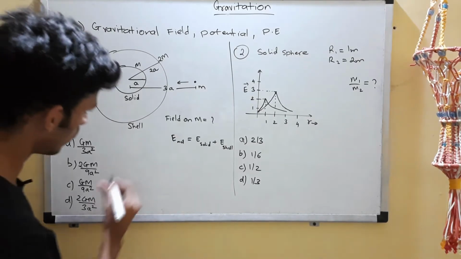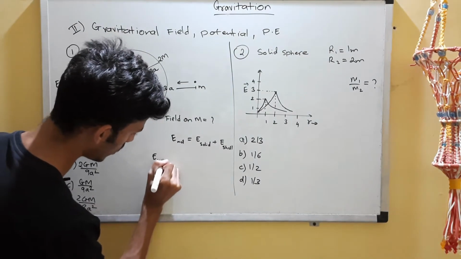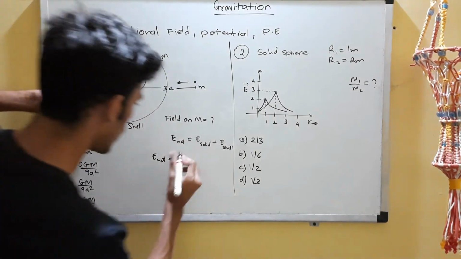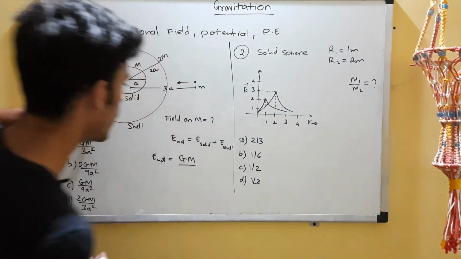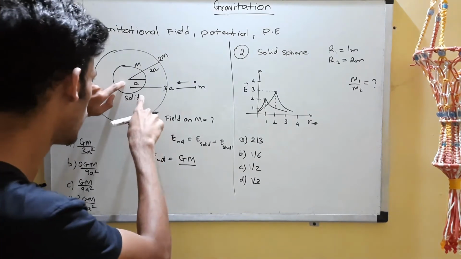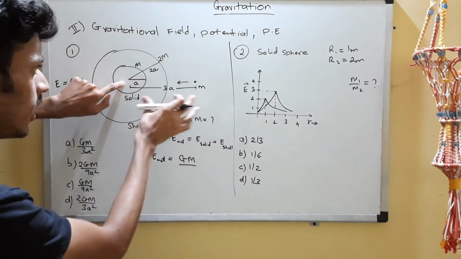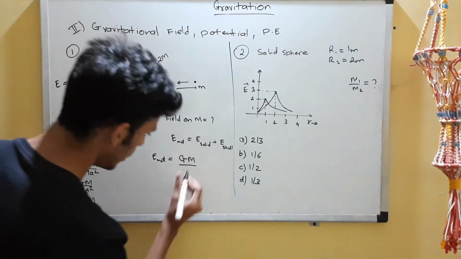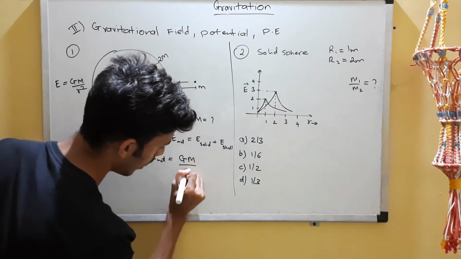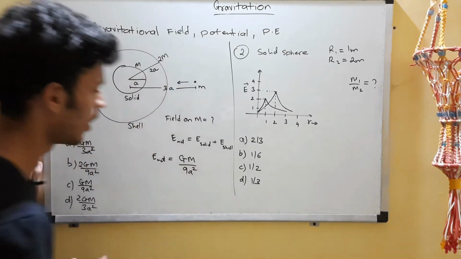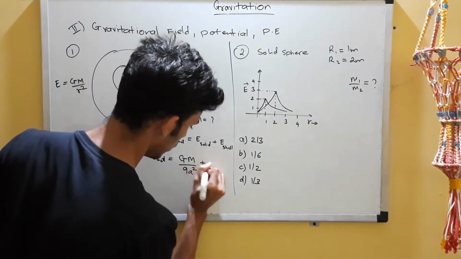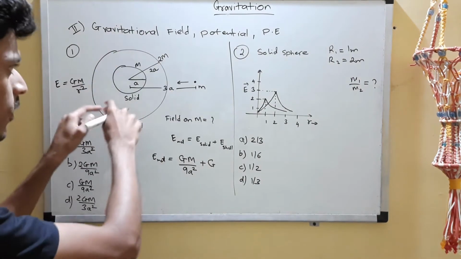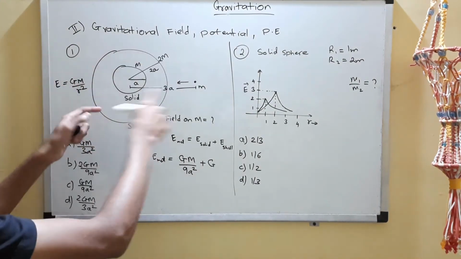So the electric field due to the solid sphere is GM, mass of the solid sphere, capital M, divided by r square. What is the distance? 3a square, right? Distance of small m from the center. So 3a is the distance, so 3a square, which is 9a square, plus GM by r square. Again, for the spherical shell, the point is outside, so again GM by r square.